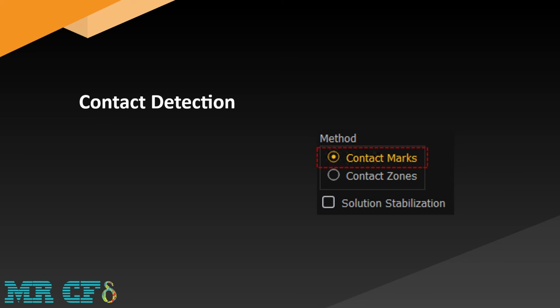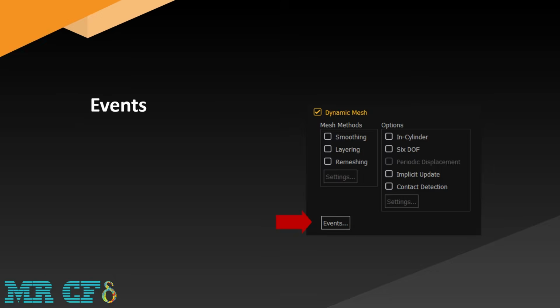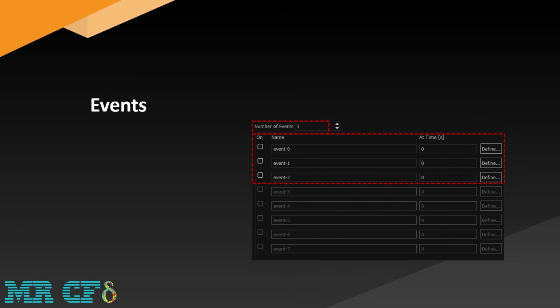This method has limitations. For example, it is only available for the pressure-based solver and does not support the QUICK discretization method. There is also an option called events for dynamic mesh. By using this tool, we can control the time of occurrence of a specific event during the simulation process. In the settings of the events section, we must first specify the number of desired events and give a name to each of them.